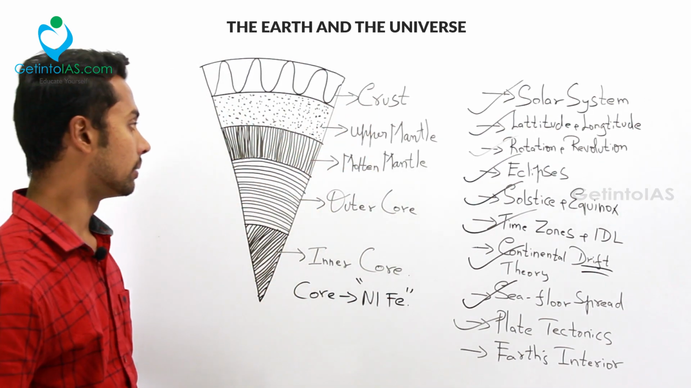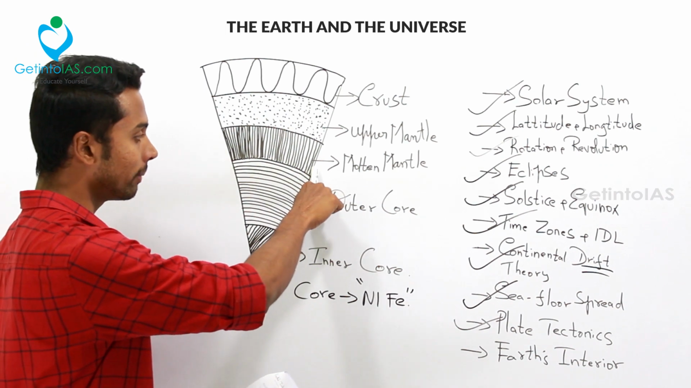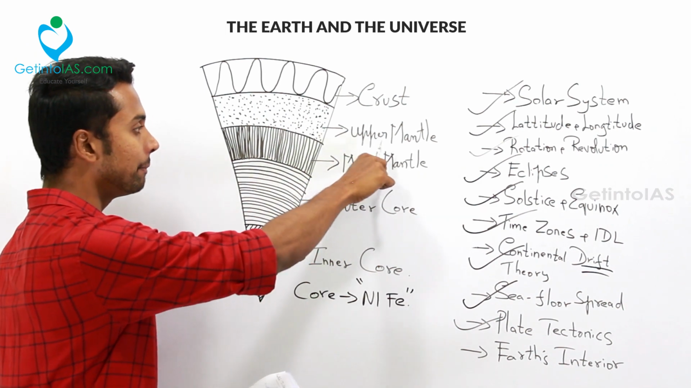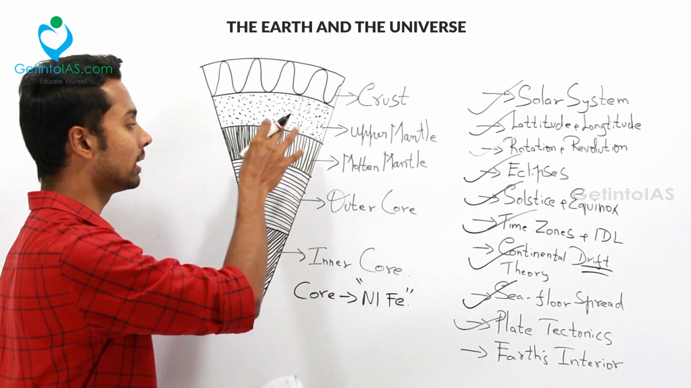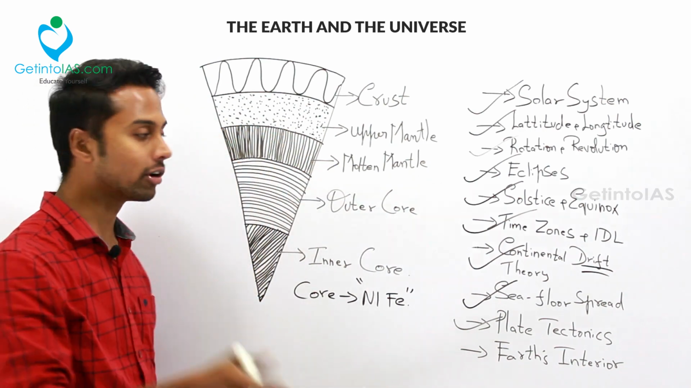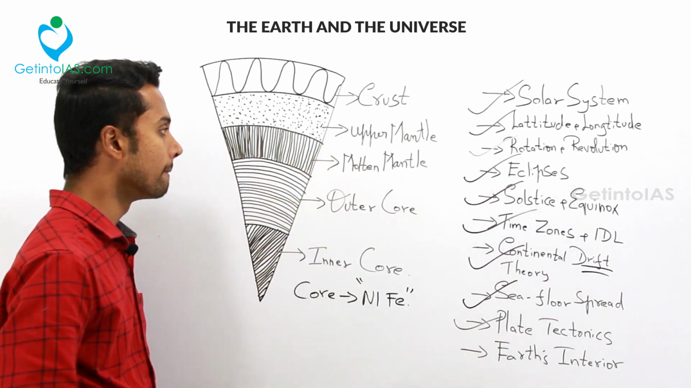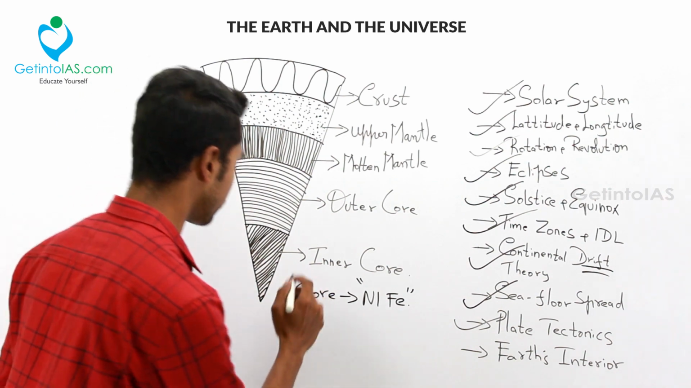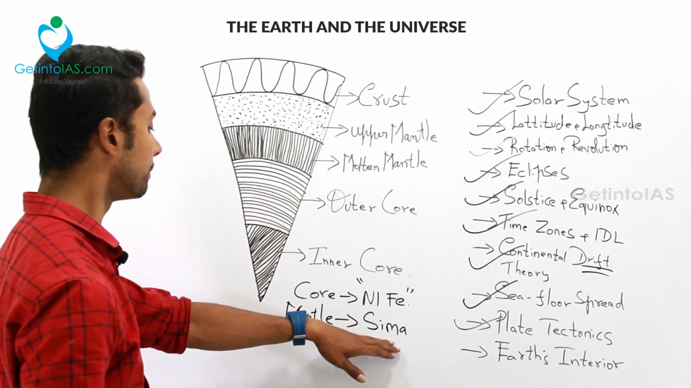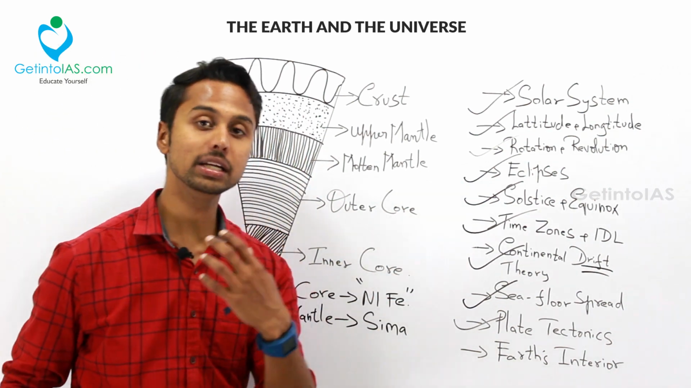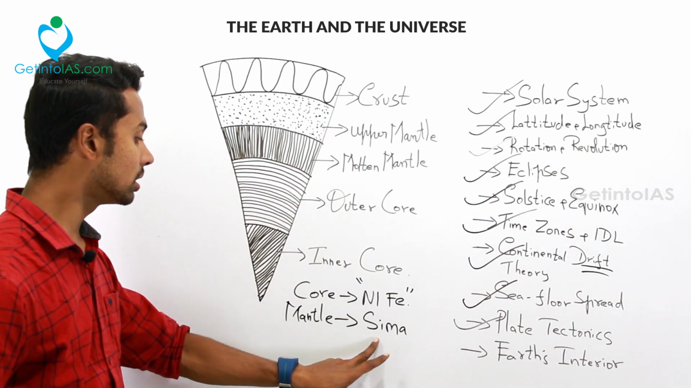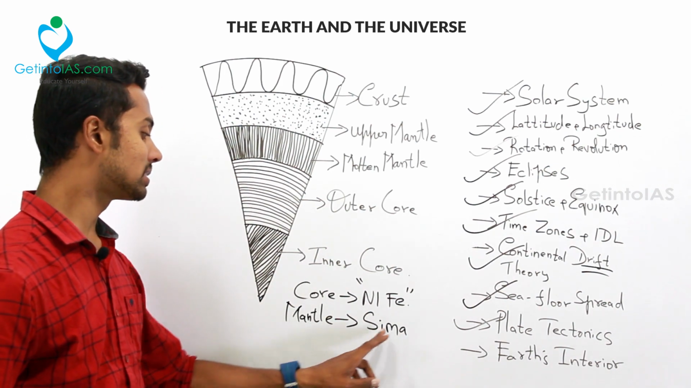And about the mantle, the upper mantle and lower mantle, which is known as the molten material. The upper mantle is in solid form and the lower mantle is not that solid, it is in the molten state. Okay, so what does the mantle consist of? The mantle is known as SIMA because it consists of silicon and magnesium. So they call the mantle SIMA.